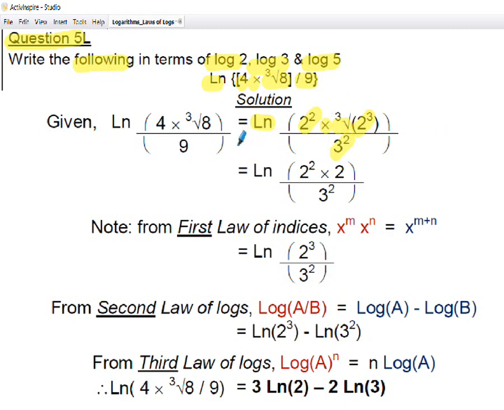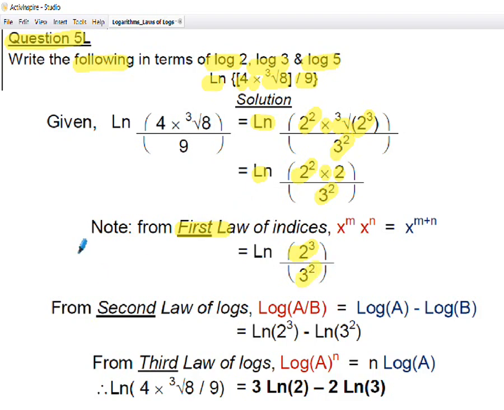On the next line, I get the ln of 2 squared times 2. Notice the cube root and the cube have cancelled each other out to leave us with 2, and that's divided by the 3 squared. Applying my first law of indices now, on the top line, bringing the 2 squared and the 2 together, I get 2 to the 3. Don't forget the 2 to the power 1 there, so 2 plus 1 gives us 3. So 2 to the 3 over 3 squared.